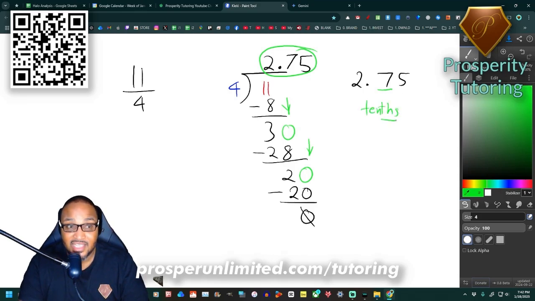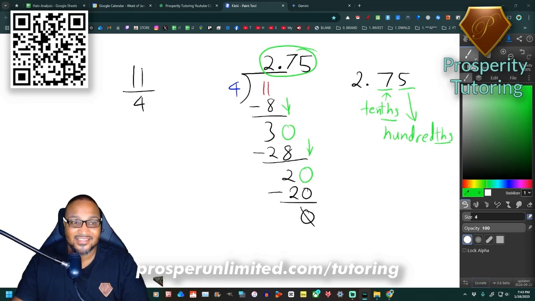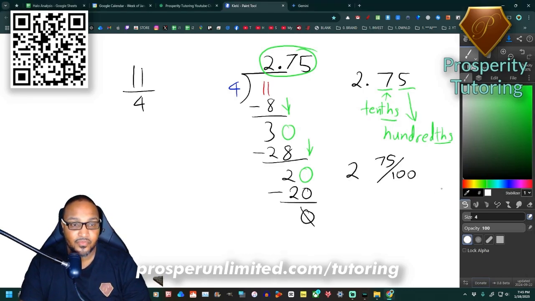Remember, say tenths with a TH at the end. And the second place after the decimal is the hundredths place, with a TH at the end. So when you have 2.75, you also have 2 and 75 hundredths.